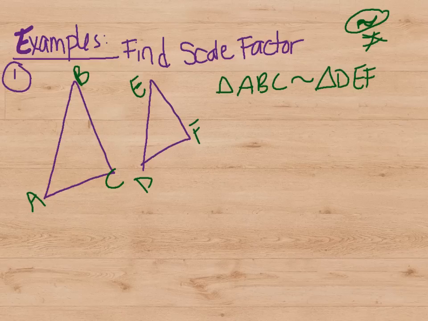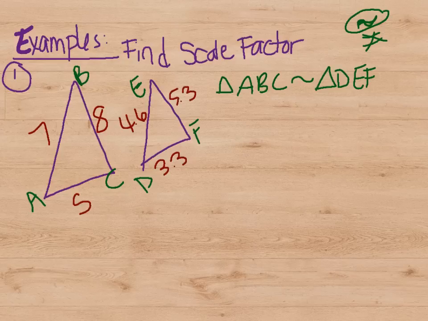We're going to find out what the scale factor is for this. I'm going to throw some numbers on here and show you how it's done. Let's make this side 7, and we'll go 8, 5, 3.3, 4.6, and 5.3. To find the scale factor, you have to match up the sides that correspond. It's just like congruent triangles. So AB would match up with DE.